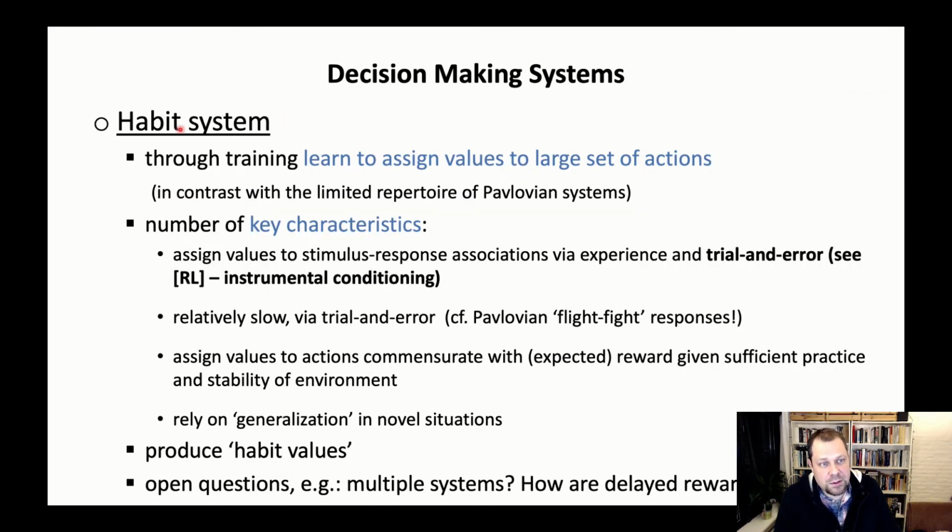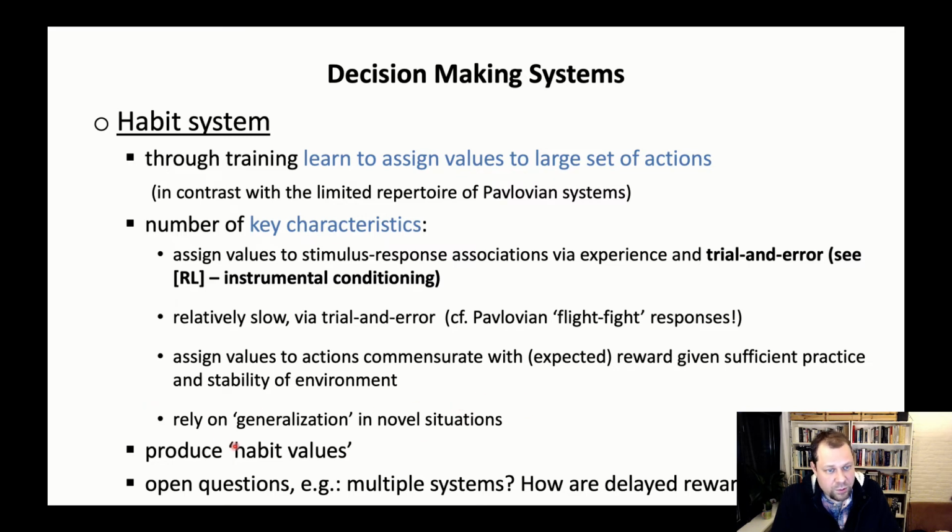Then we have the habit system, and here we're really talking about trial and error learning and instrumental conditioning, which we've also talked about in a previous lecture. So here we're talking about training and learning to assign values to a large set of actions. And these sets of actions can actually be many steps, as in the coffee example, to eventually get to the reward that you wanted to get to. It's relatively slow because it requires trial and error, and this type of learning requires constant updating over iterations and exposures to this environment or to this setting that you're learning about.